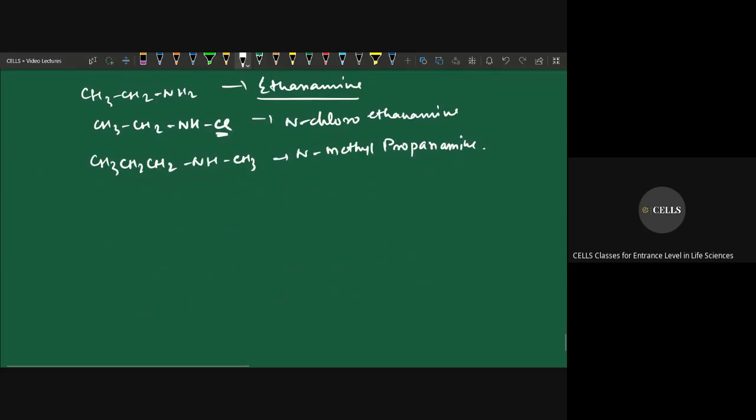Suppose if we have, these things are important. Why am I writing this? Because they can give these kinds of names in the question. So suppose they are giving this. There are two N's. Suppose there is CH3, N,N-dimethylmethanamine.